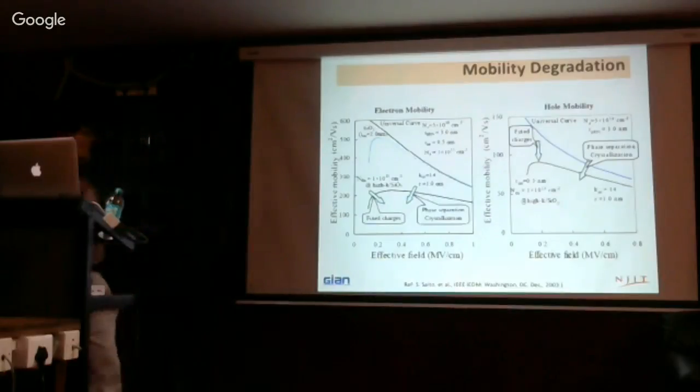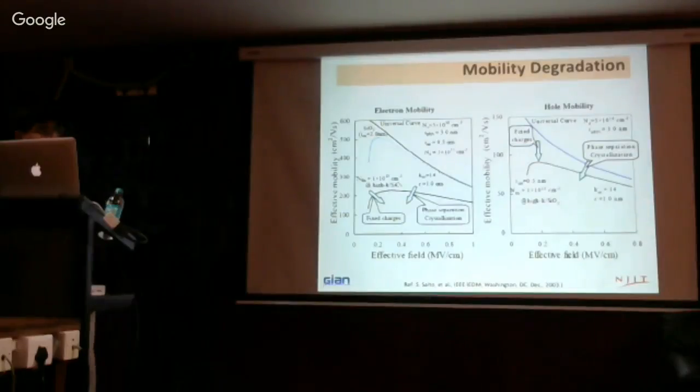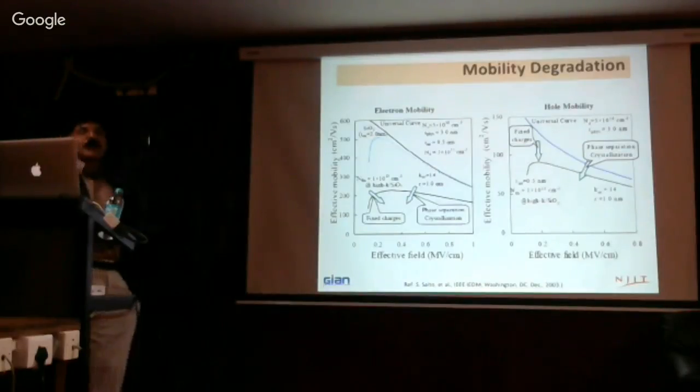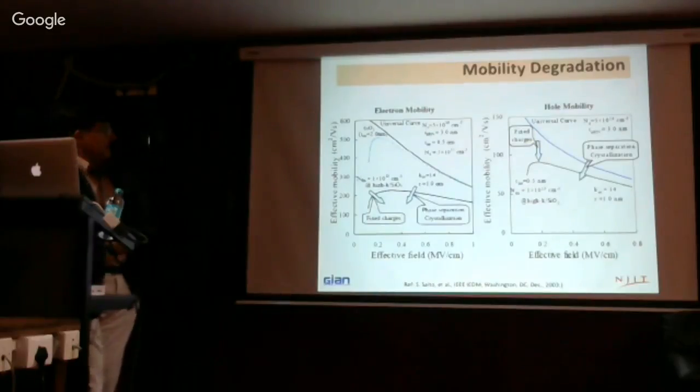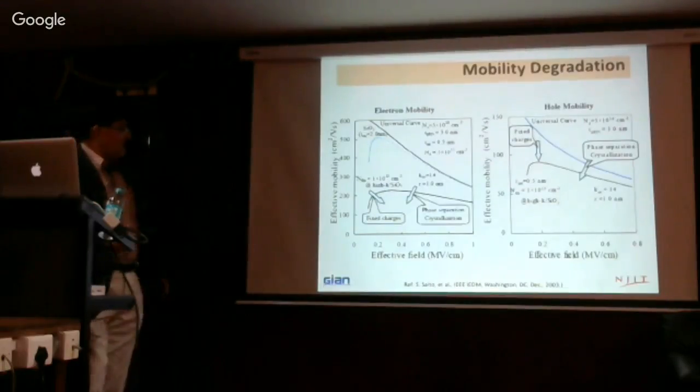So if you have phase crystallization, then the mobility degrades very badly. This is silicon dioxide, and this is the universal curve. But if we use high K and silicon dioxide, then the mobility degrades very badly. And then we found out what the reason for that was. And then you can go for this, electron mobility and hole mobility. So this is actually in the beginning.